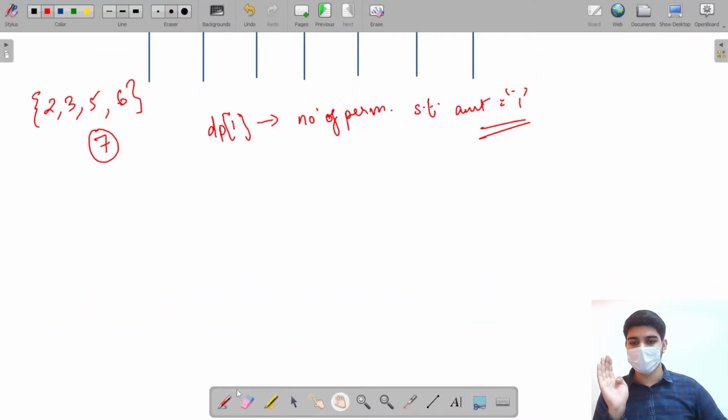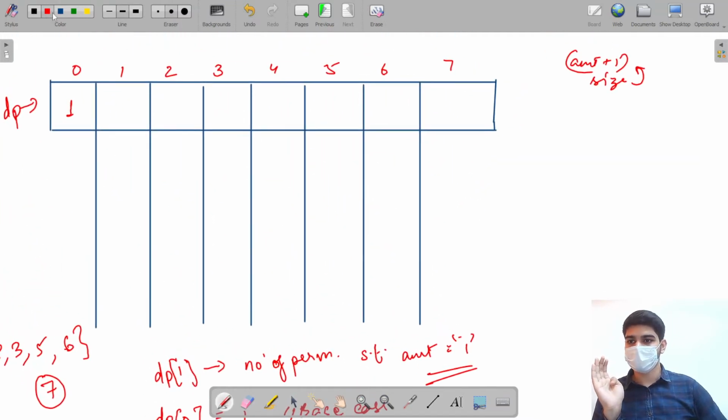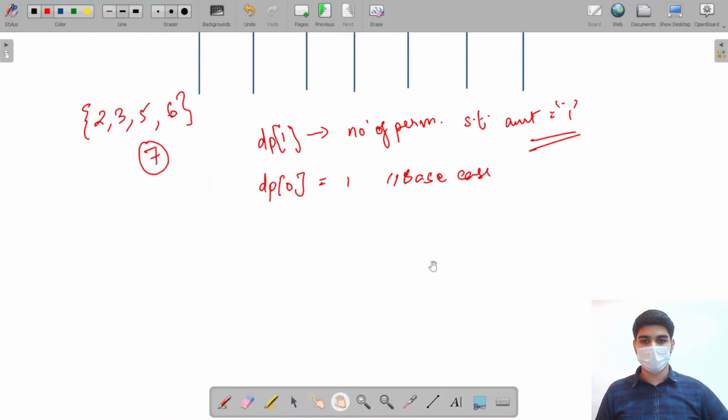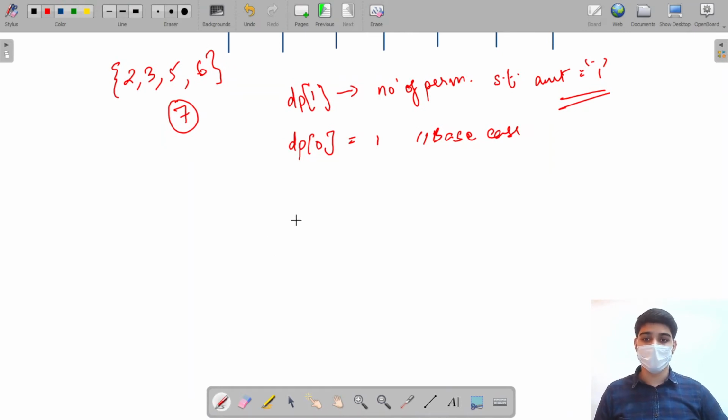So if I write over here, DP of 0 equals 1, this would be my base case. Now, if we think about it, what would DP of 7 be? DP of 7 is nothing but DP of amount. What would DP of amount mean? By the definition that we have over here, DP of amount would mean the number of permutations such that the amount is equivalent to amount. So for the initial amount that we had, what are the total number of permutations such that I can make that amount? This is my answer.